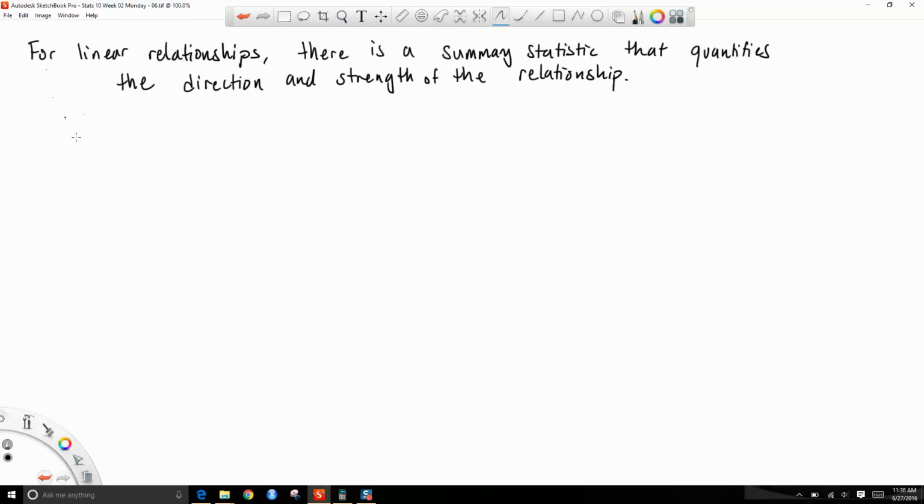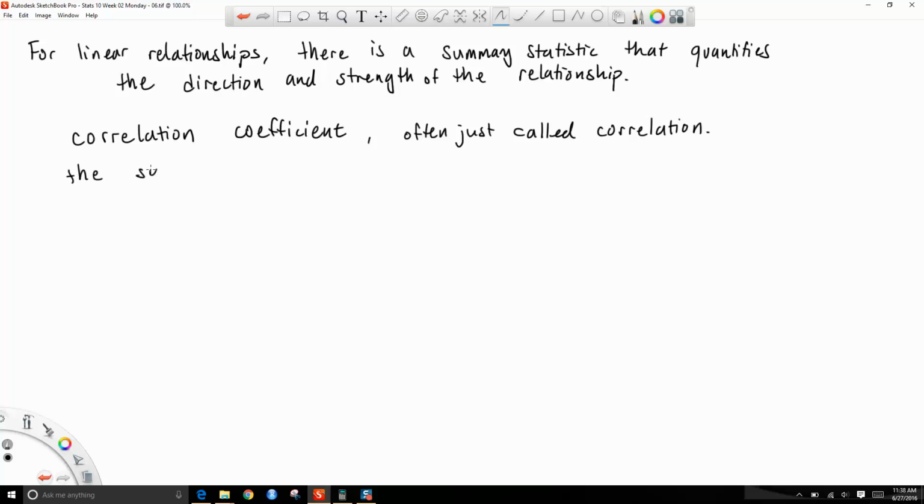And so this summary statistic is called the correlation coefficient, or we might just call it correlation. And the symbol is the letter R, like relationship.